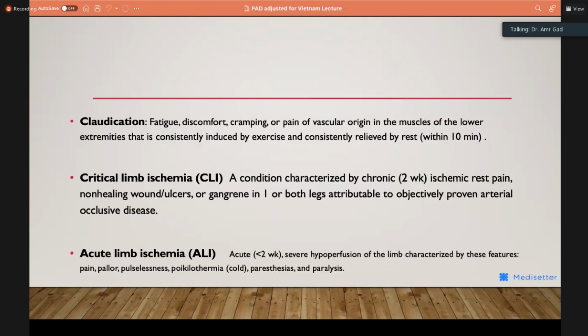Intermittent claudication. By the way, claudication is not an English word, it comes from a Latin word, claudica. Claudica is limp, the one who limps while he's walking because of pain, because of anything. So it came from it.